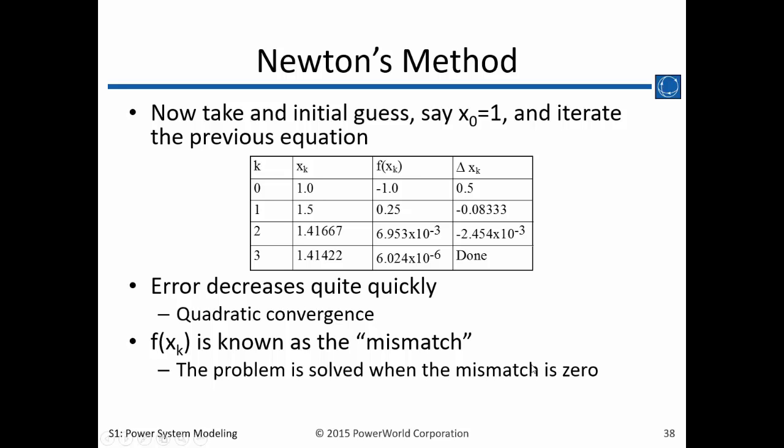F of xk is known as the mismatch function, so that's this function here. The problem is solved when the mismatch is 0. Note it's not exactly 0, but it falls below a threshold that we specify. Typically in Simulator you're solving for megawatt flows and megavar flows, so the usual default mismatch that we solve at every bus is 0.1 MVA. We say if the change or the mismatch is less than 0.1 MVA at every bus, then your system is solved.